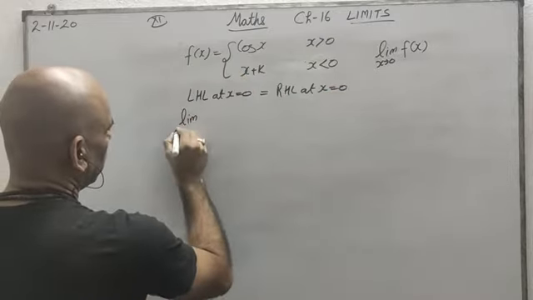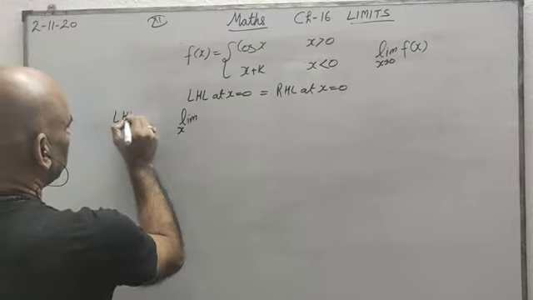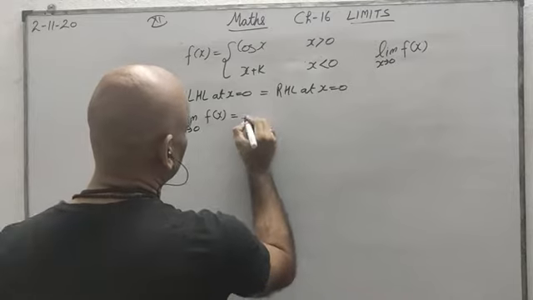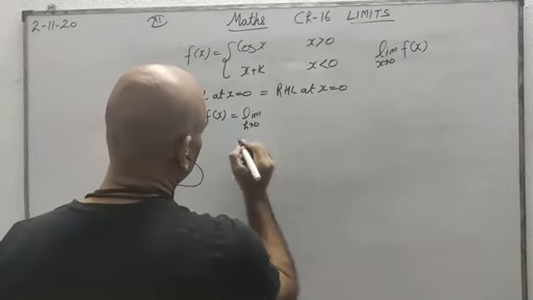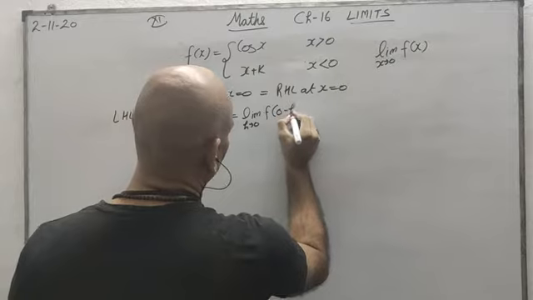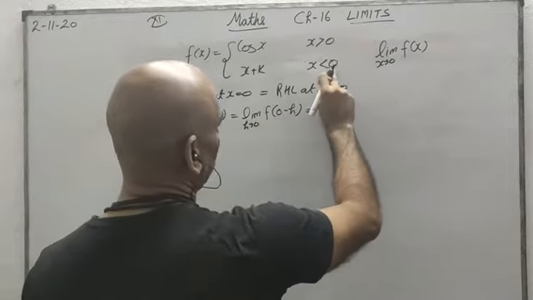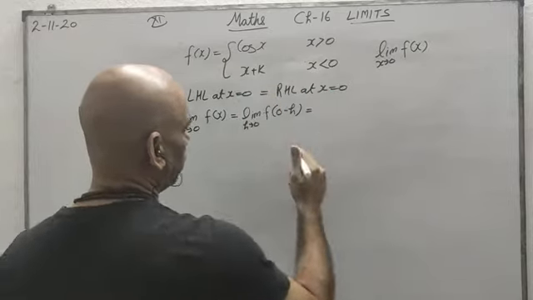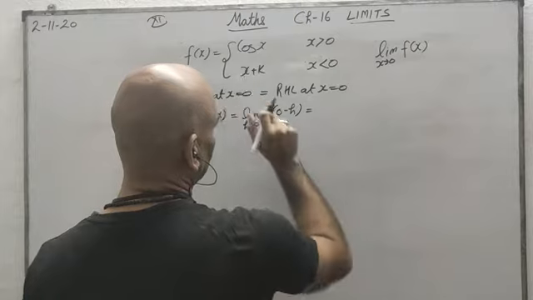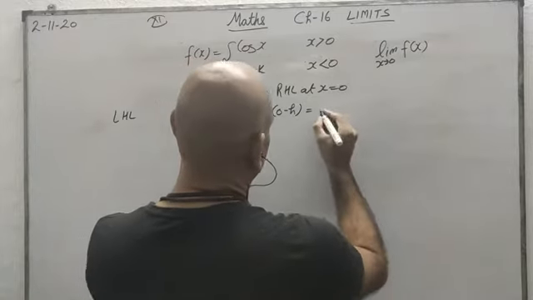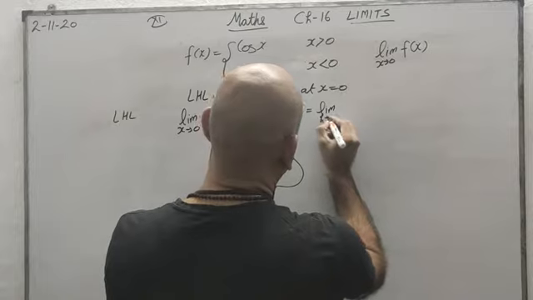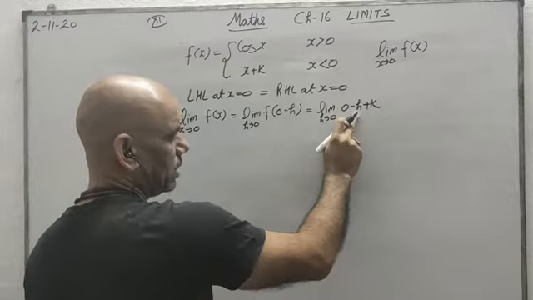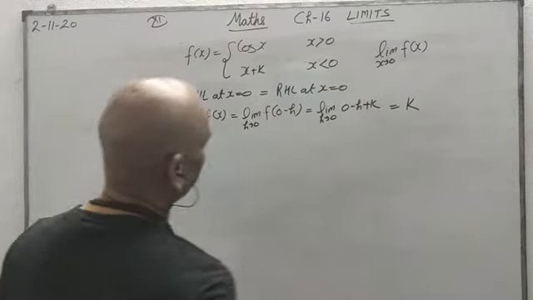So let me calculate LHL. Limit x tends to 0 minus f(x) is equal to limit h tends to 0, f(0 minus h). So 0 minus h means the value of x is less than 0. So for less than 0 we will have to put it here. In this I am going to substitute x as 0 minus h. So limit h tends to 0, 0 minus h plus k. If I substitute h as 0, the value of the function is k.